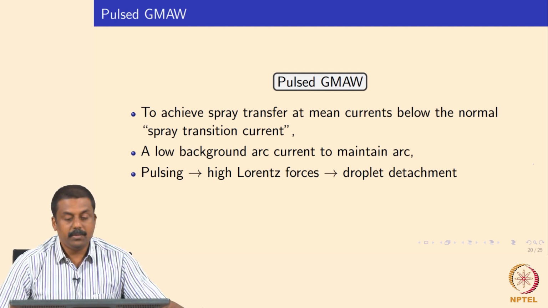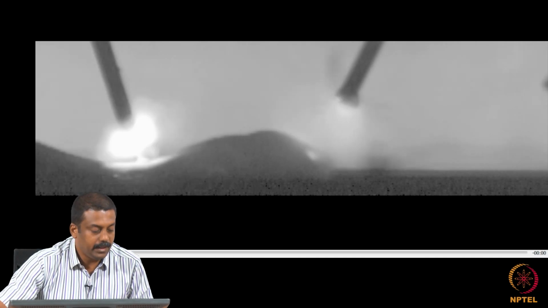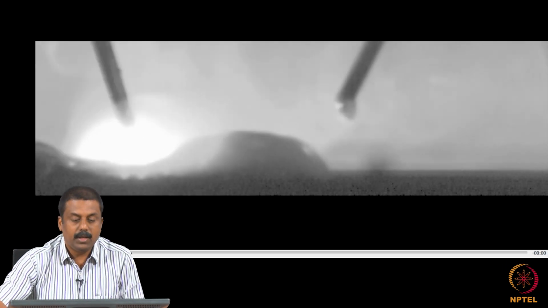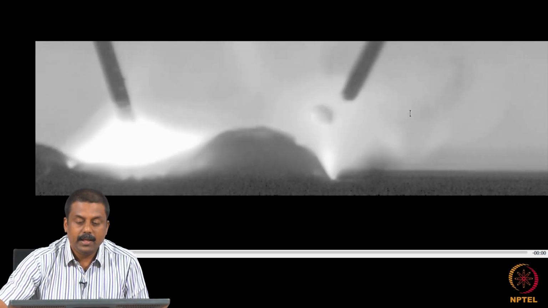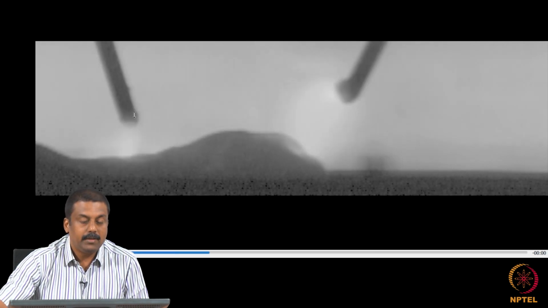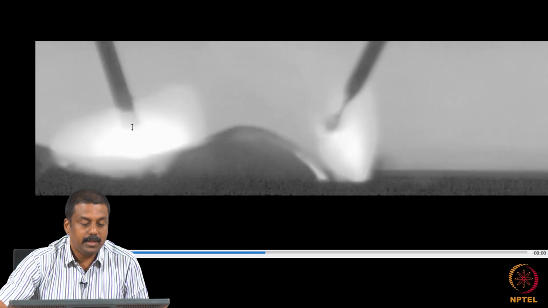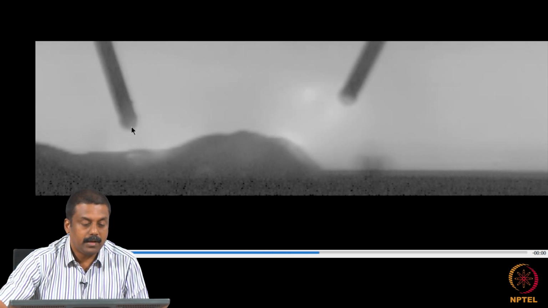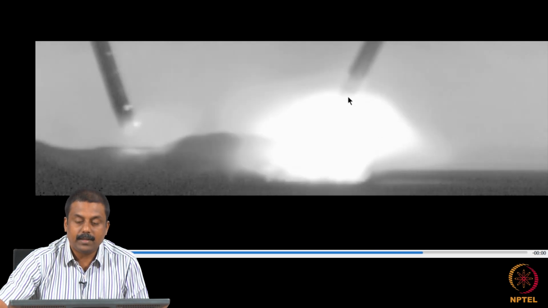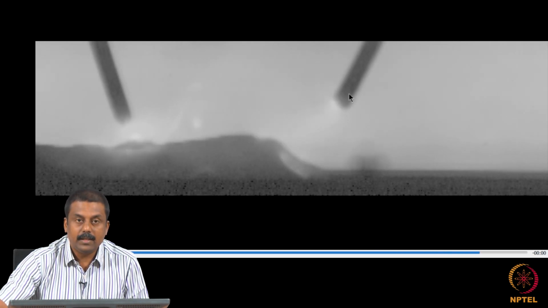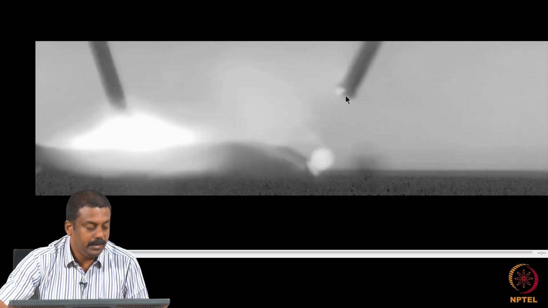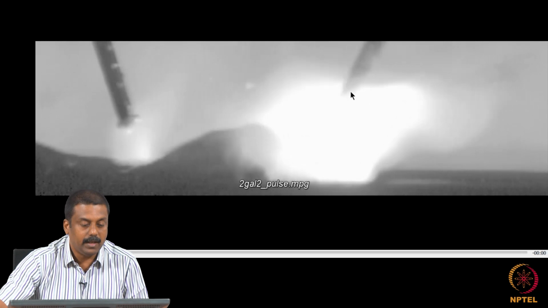So I will show you in one video. This process, again, we have done with tandem two electrodes. If you see, each electrode is actually given a pulse current. Whenever there is a pulse, you melt an electrode tip and then a droplet is transferred per pulse, and this droplet is detached in a drop spray mode, where the droplet diameter is similar to your electrode diameter.